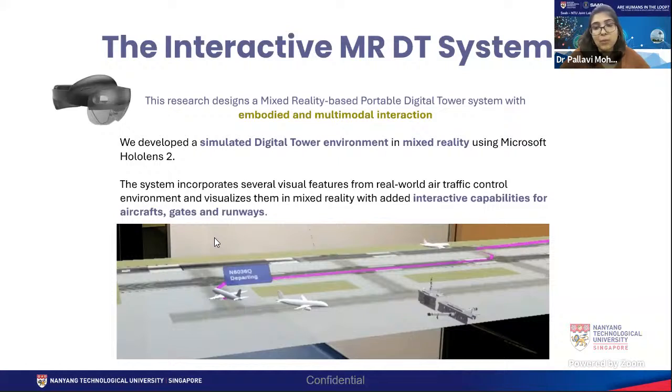To do this, we developed a simulated 3D digital tower environment in mixed reality using Microsoft HoloLens 2. You can see a picture here. We added several visual features from real-world air traffic control environments to be visualized in mixed reality, but it is still a simulation. We also incorporated interactive capabilities to them, specifically to aircraft, gates, and runways. Now, what we intended to make was a prototype of a possible real-world system, and a very preliminary way of making sure that this is the right way to answer the question that we asked.